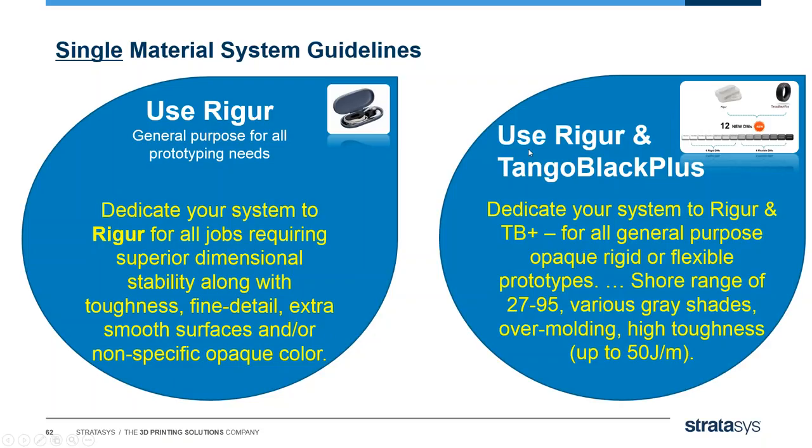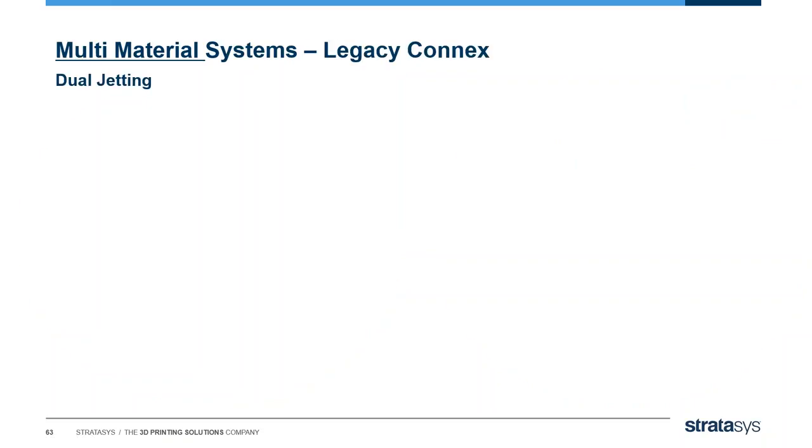In combination with Tango Black Plus, you can print a great range of RIGO and Tango Black Plus parts for all general purpose opaque rigid or flexible prototypes. Here, with this combination of RIGO and Tango Black Plus, we can print squeeze bottles. With a core-cover combination, having something softer as a core and something a little bit harder on the outside as the cover, you can really achieve a harder polypropylene-like touchy surface like a squeeze bottle. This is absolutely achievable. If you have questions, please don't hesitate to contact us.